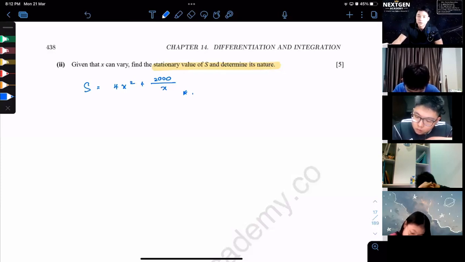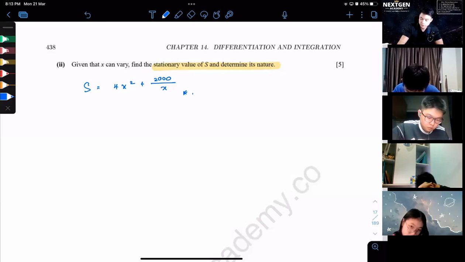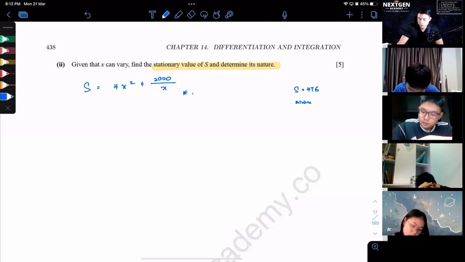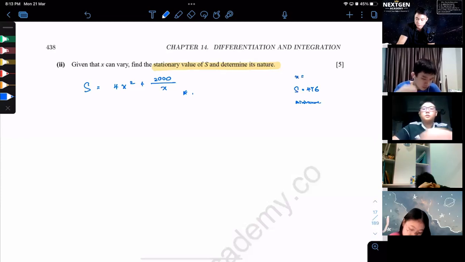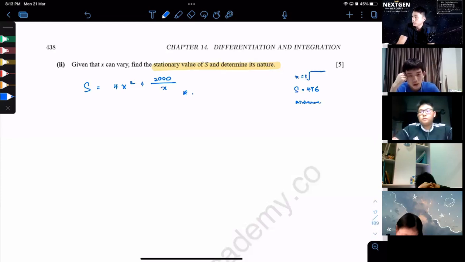Okay, final answer that you should get, if you want to check your answer: S is equal to 476, and it will be a minimum.